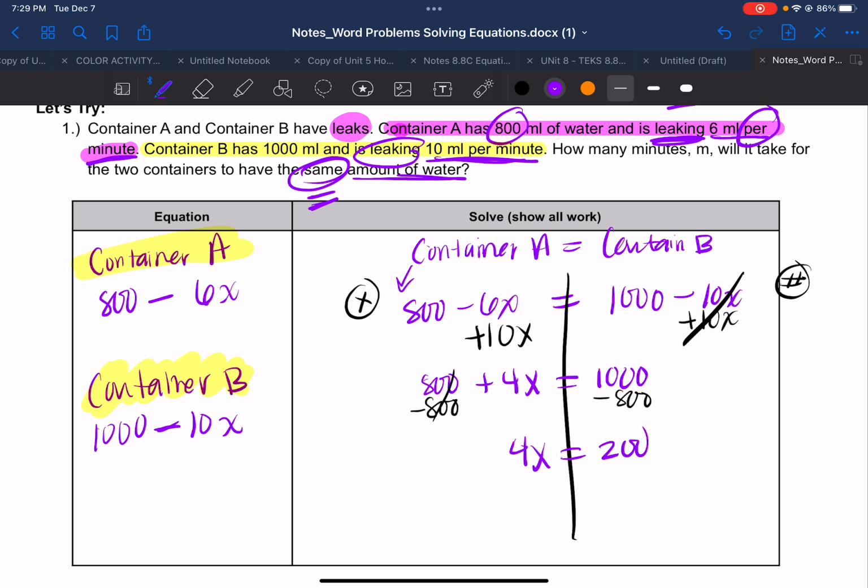Okay, lastly, we want to get x by itself, right? So what do we do? We divide by its coefficient, the number in front of your x, divide by 4, divide by 4. So x is equal to what? 50. x is equal to 50. So how many minutes will it take? It will take 50 minutes.